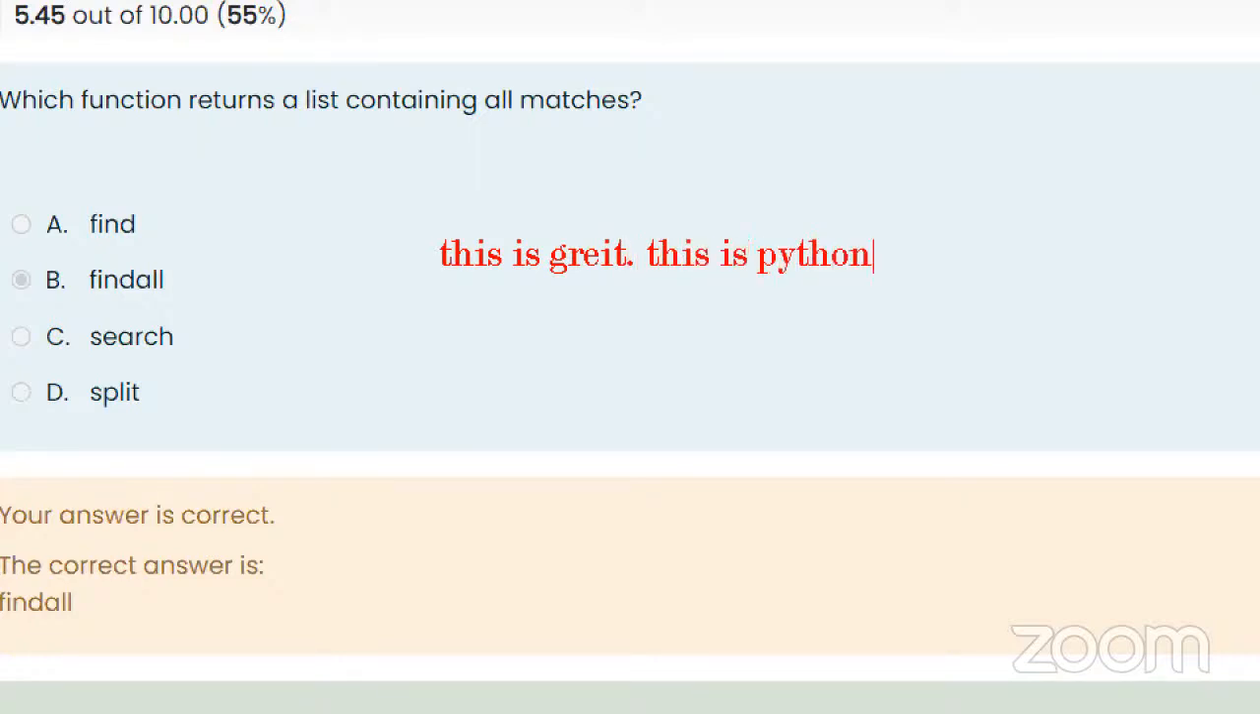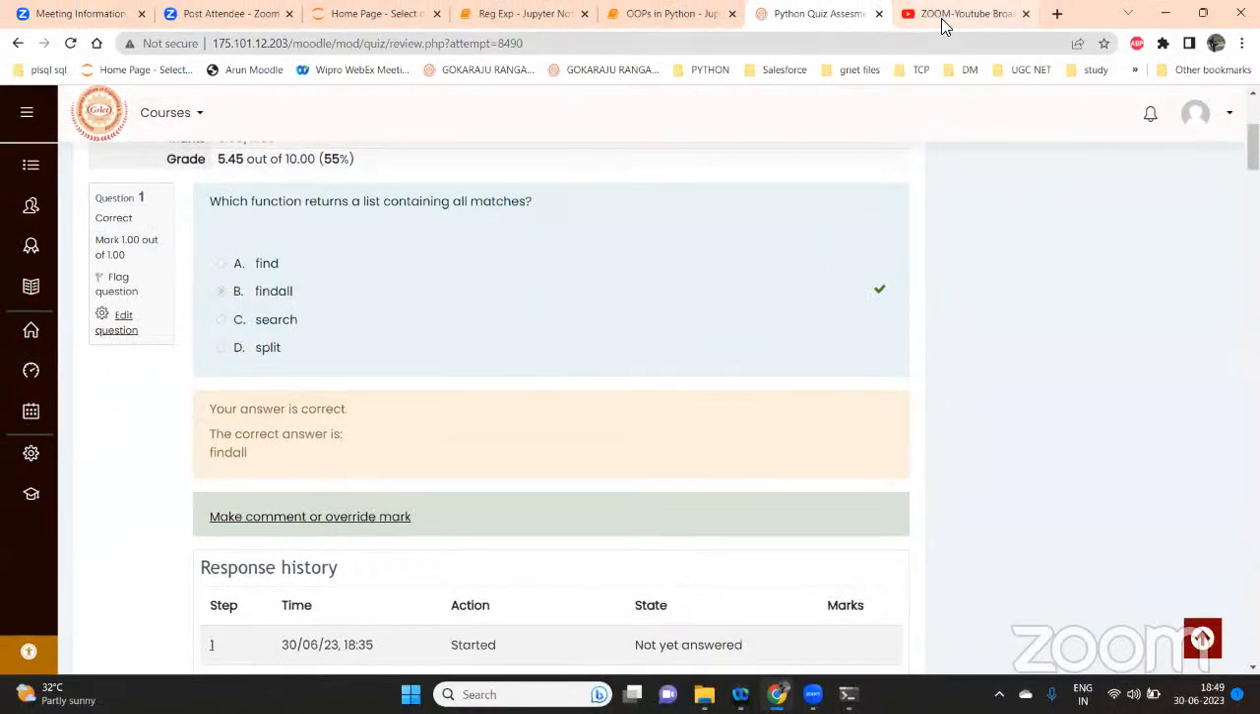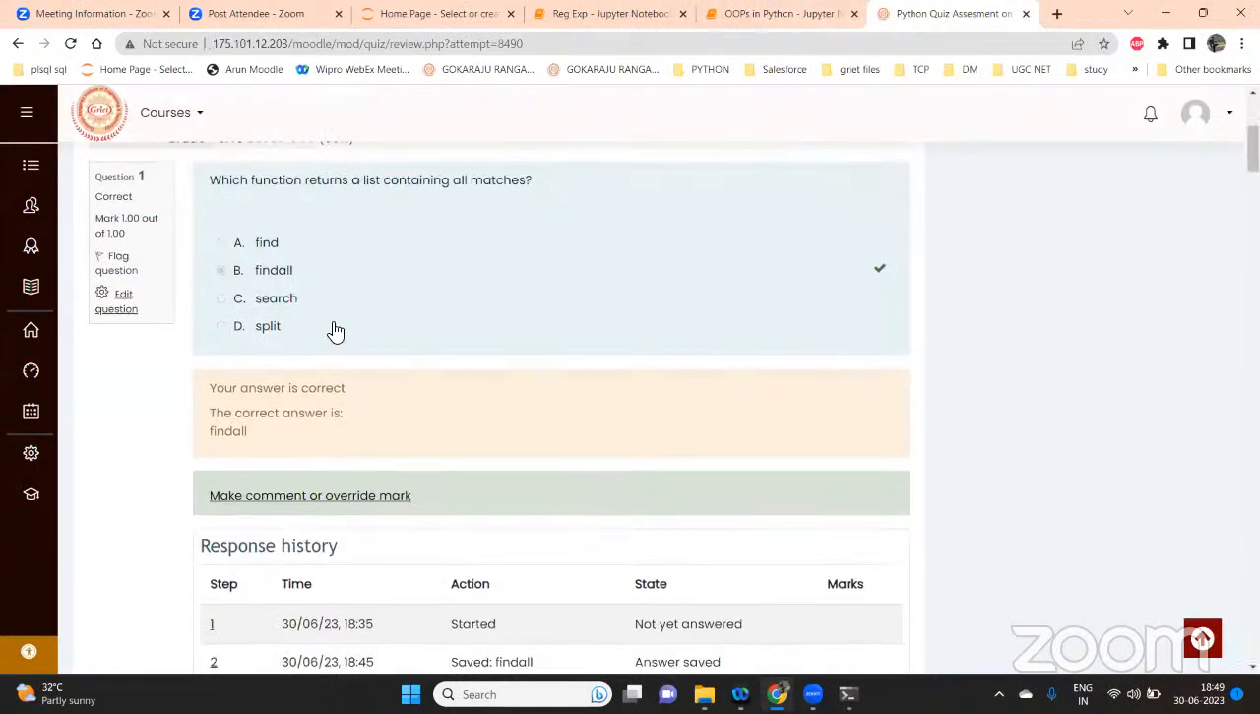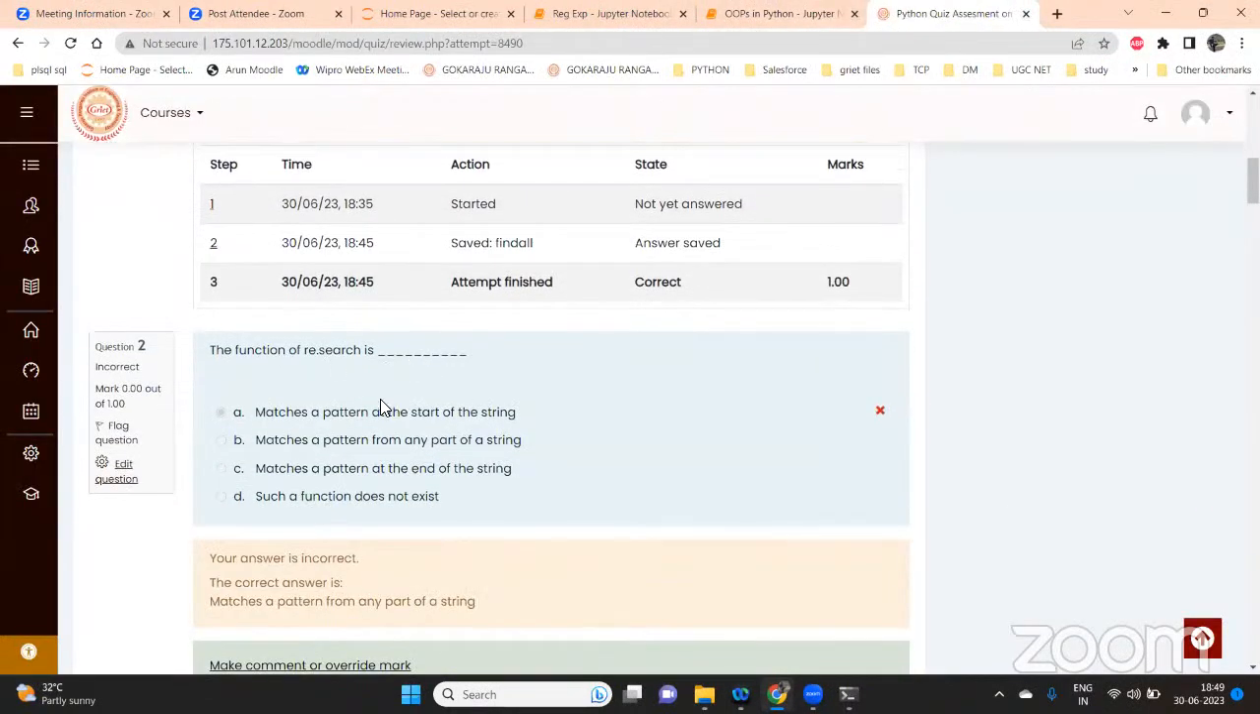So if you are looking for multiple matches, suppose you're looking for this keyword, however many times this keyword is repeated, that many times the find all function will return that particular string. So find all function is used for finding multiple occurrences of the given data. Okay, then the second one.